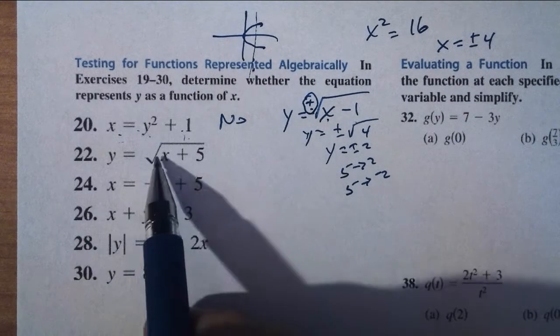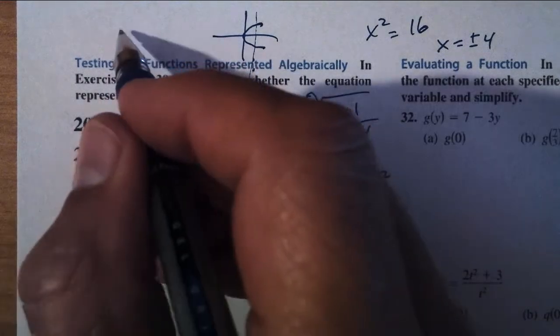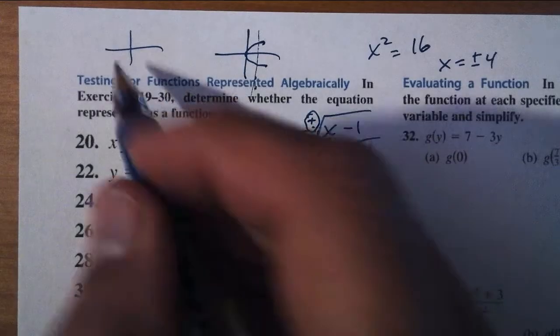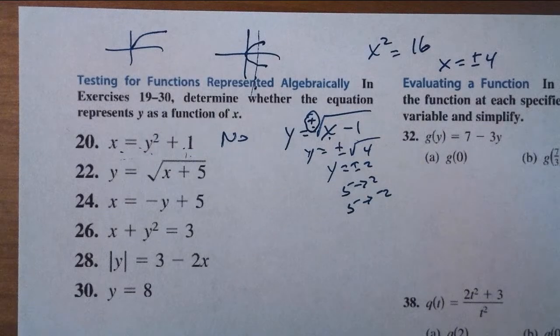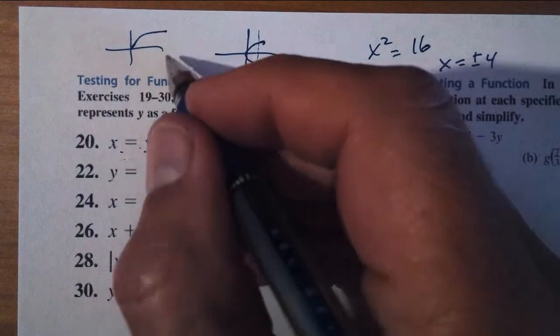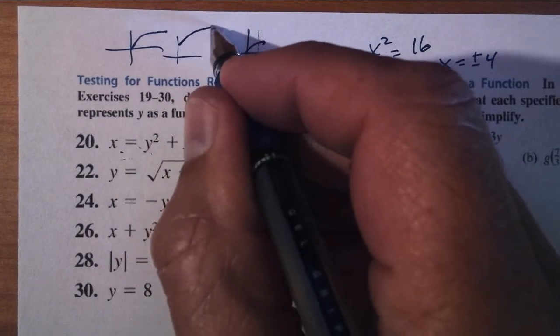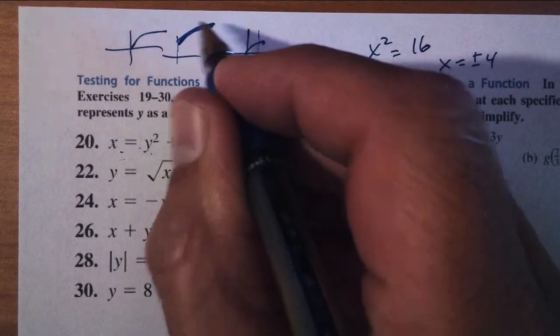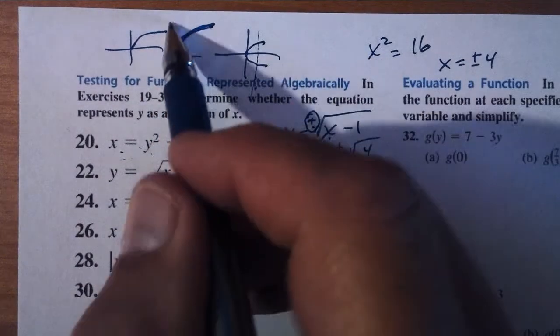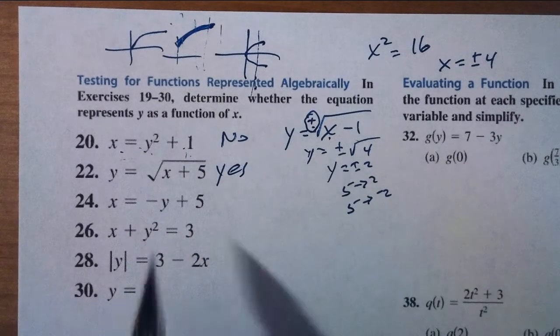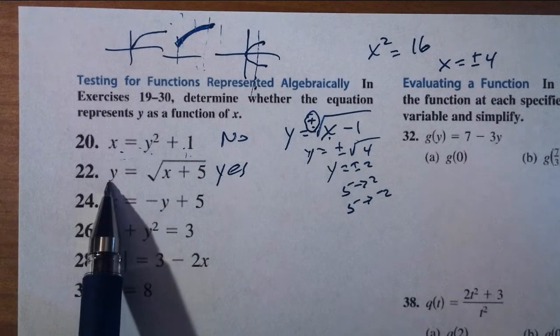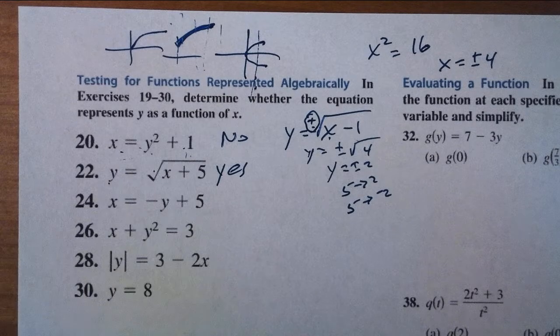Now, if we know what the square root of x looks like, we see the answer so many times in precalculus, it lies in the graph. If we know what the square root of x looks like, hopefully we know what the square root of x plus 5 looks like, and we see that it passes the vertical line test anywhere along the way. Yes, this is a function. In solving for y, well, it is solved for y. I don't have to introduce a plus or minus.